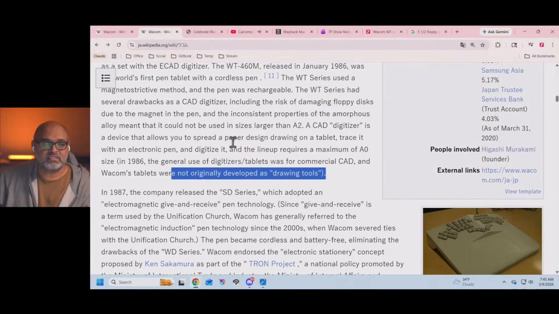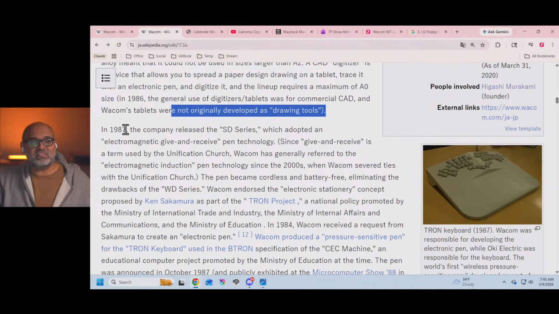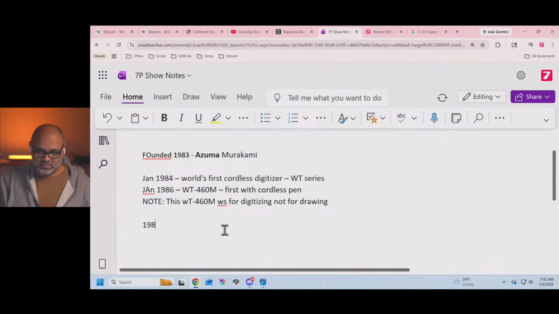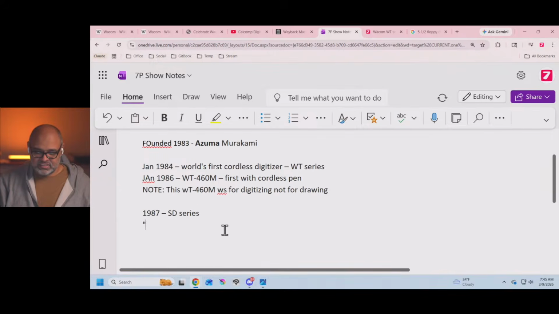Okay, next. 1987. This is where things pop off. Okay, 1987, they released the SD series. Let's just write that down. 1987, SD series. And I believe SD stands for Super Digitizer.